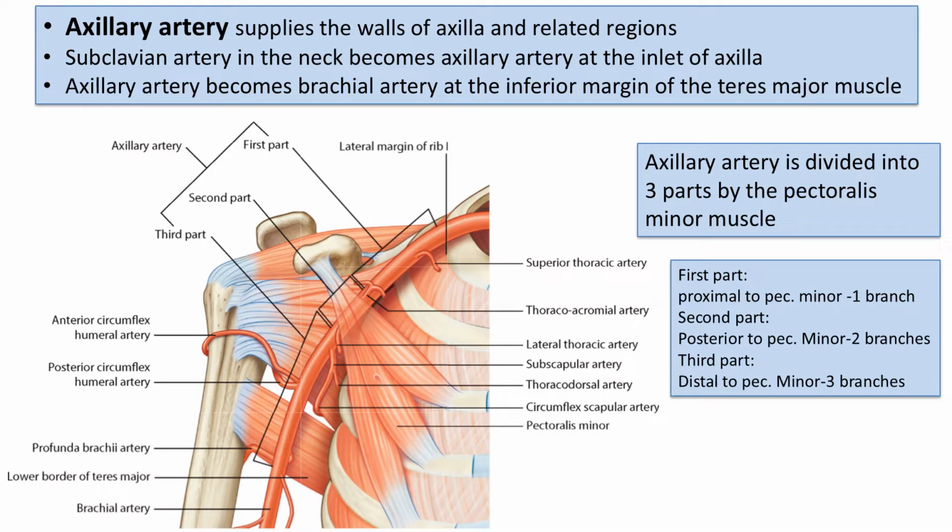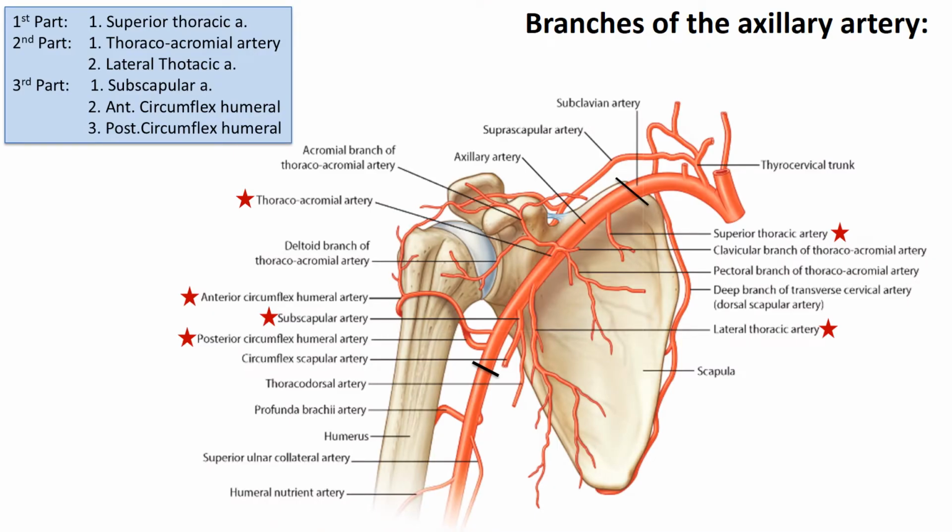Now let's go to the axillary artery and its branches that we will need to know. Again, here you can see the subclavian artery. This line indicates the inlet of the axilla. After this line, as it enters the axilla, the subclavian artery becomes the axillary artery. The axillary artery continues all the way to here. This black line marks the lower border of the teres major muscle. So this is the axillary artery.